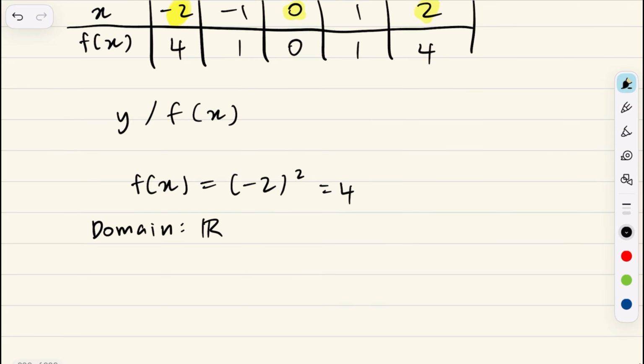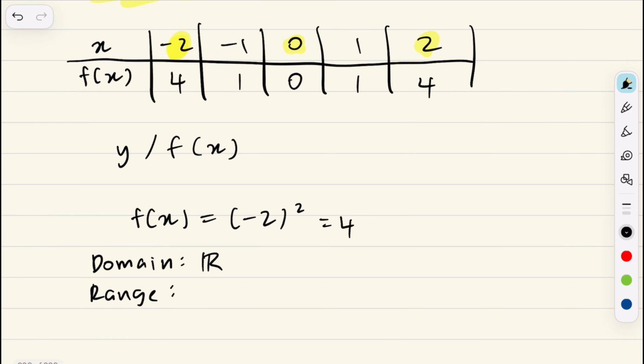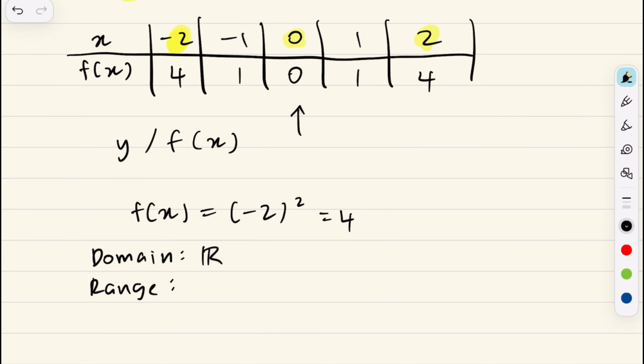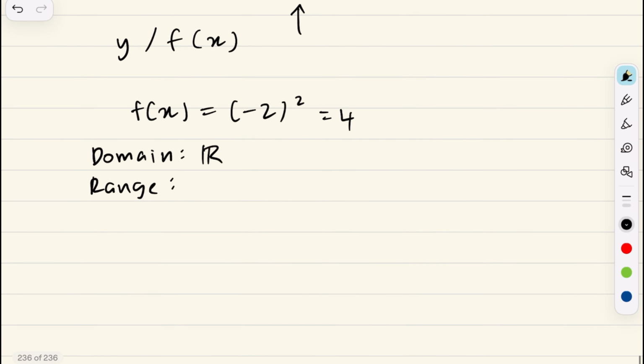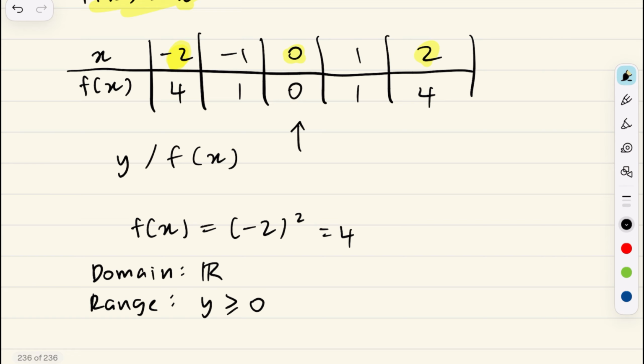Now, as for the range, we can see that it decreases from 4 to 0 and then increases again. So the lowest y value that we get, the lowest f of x, is 0. The range is always equal to 0 or larger than 0. So we write y is greater than or equal to 0. All right, so that is how we represent the values.